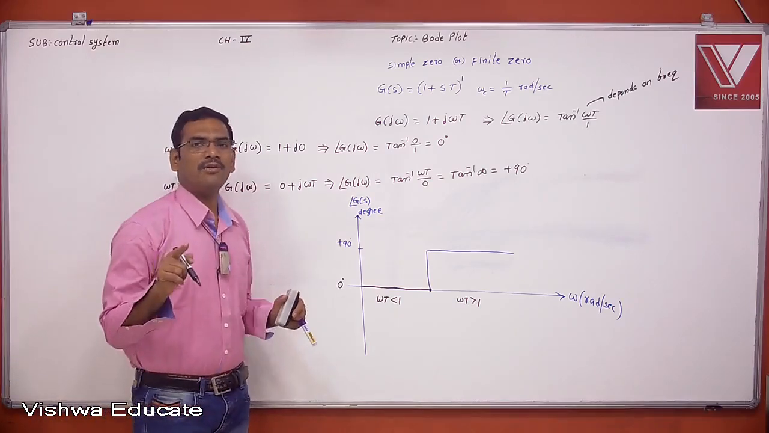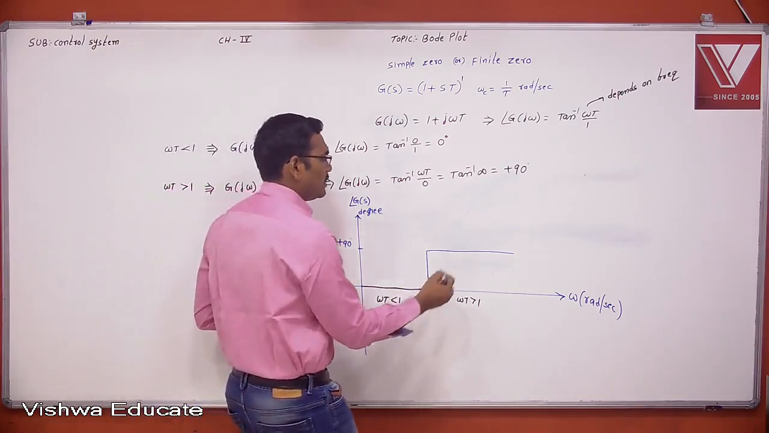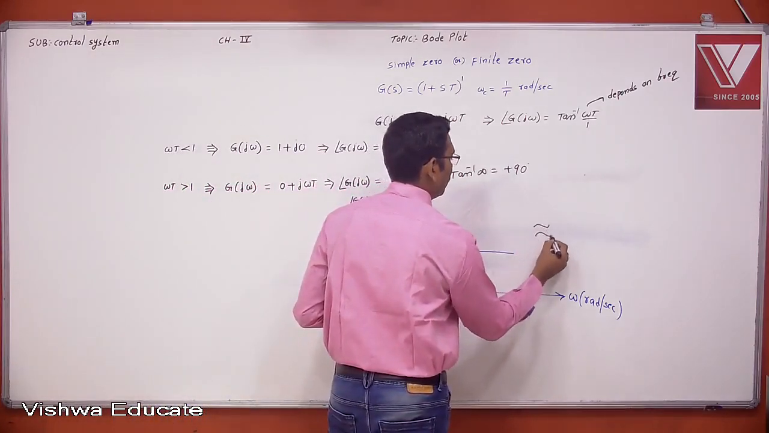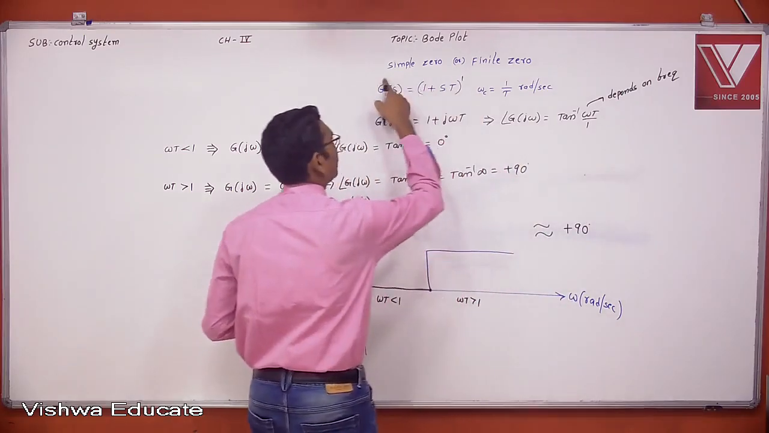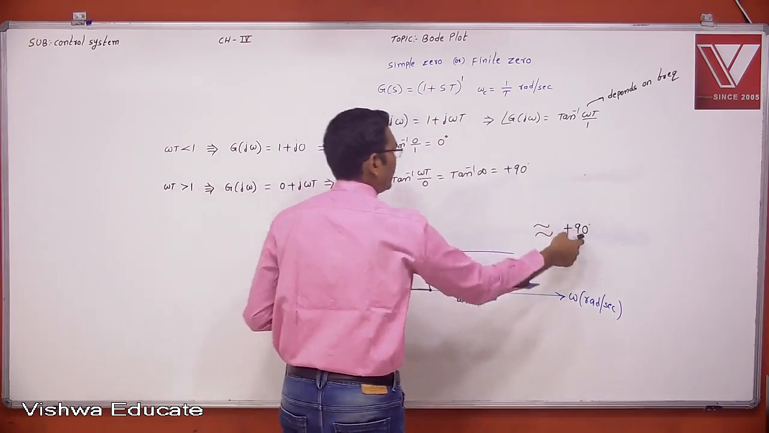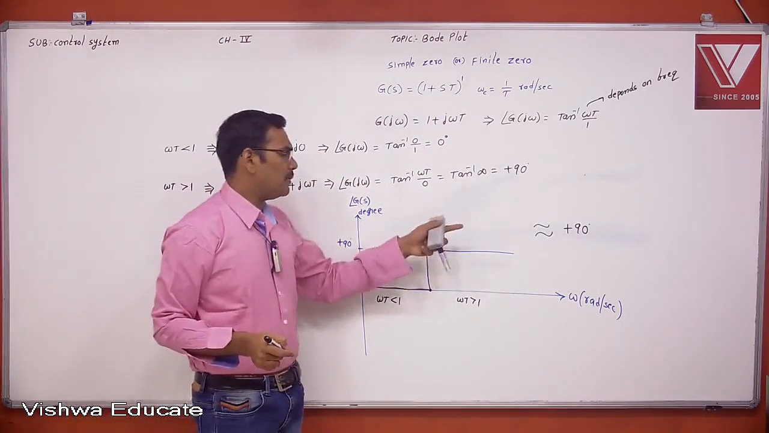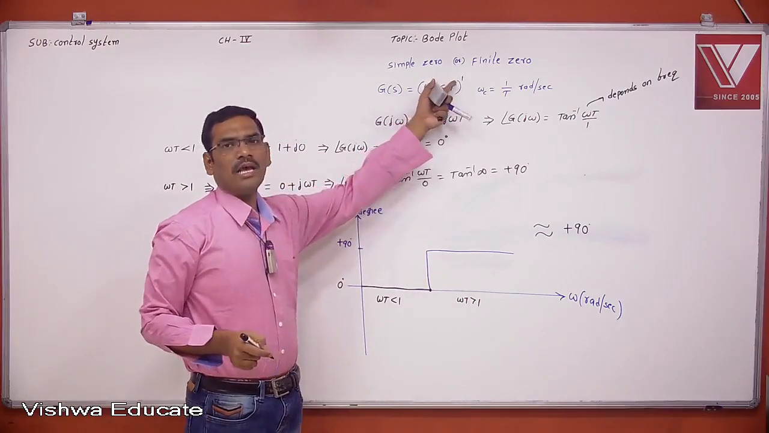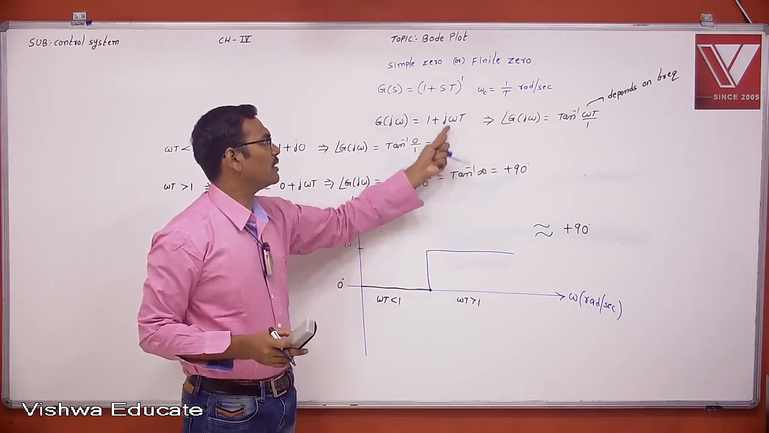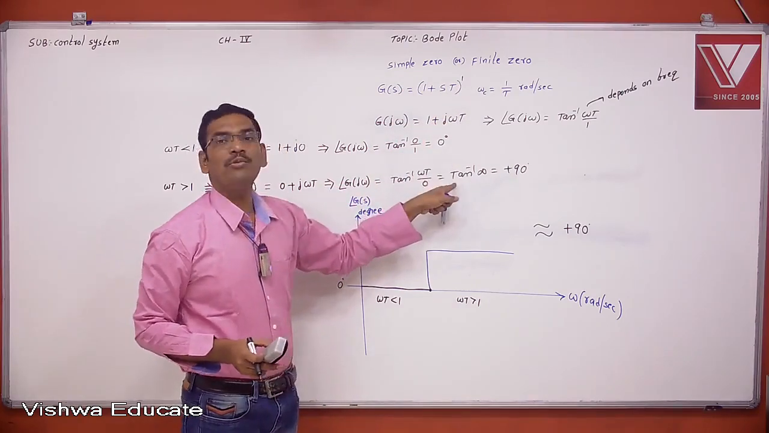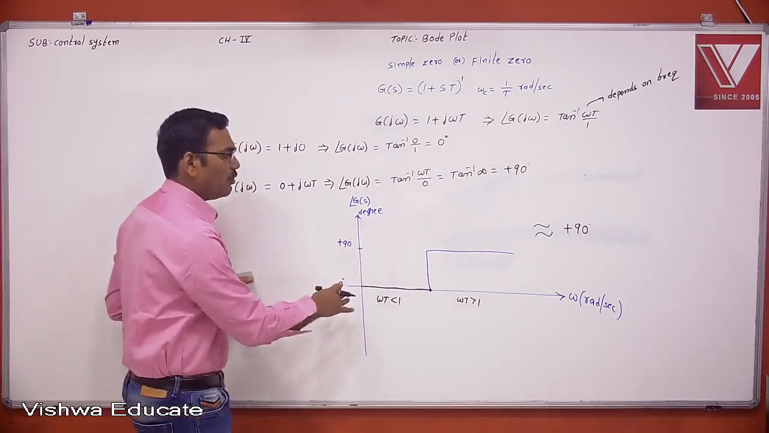For one simple zero, the phase is plus 90 degrees, and this should be considered after the corner frequency. Therefore, it should be approximated that the phase of one simple zero or one finite zero is plus 90 degrees. Understand or not? Similarly, if it is two finite zeros or two simple zeros, this is squared, so this is 2 into tan inverse infinity, 2 into 90 degrees. Understand or not?